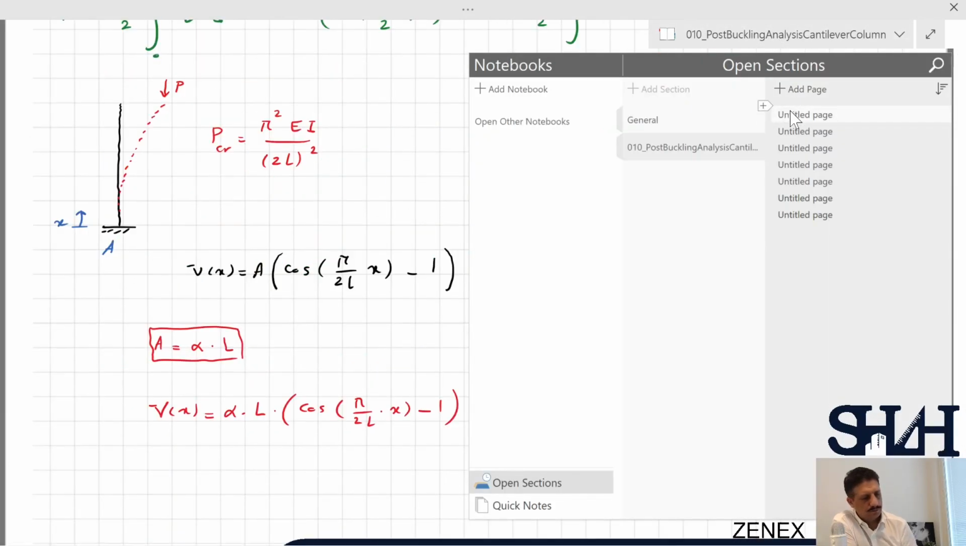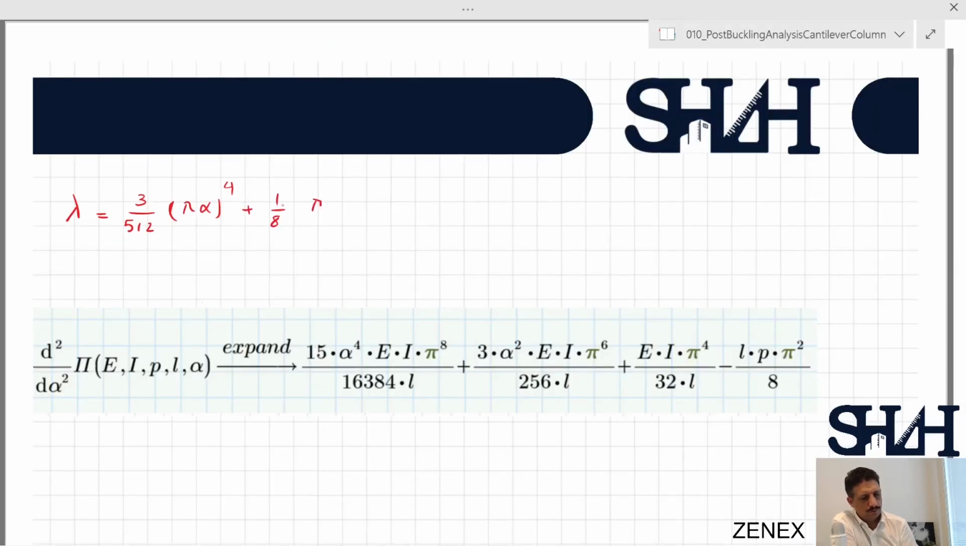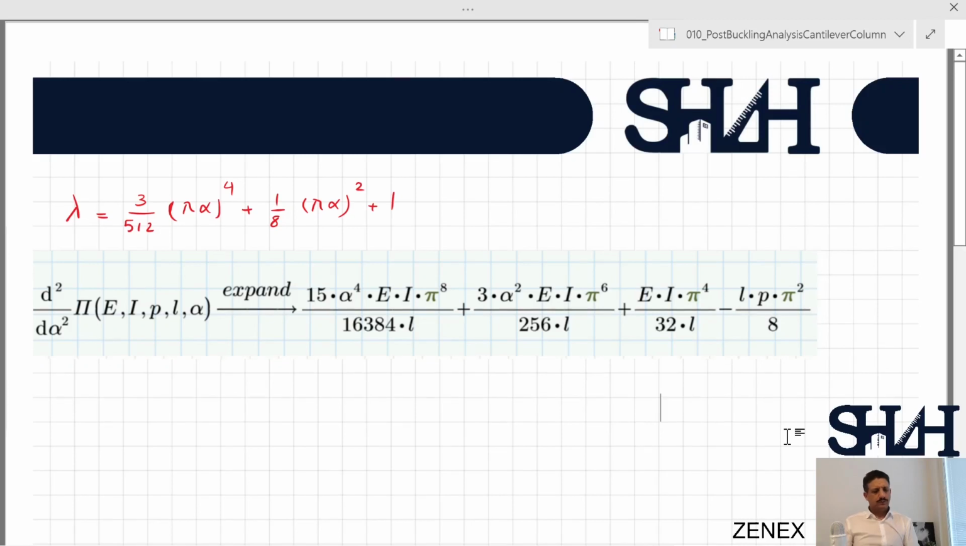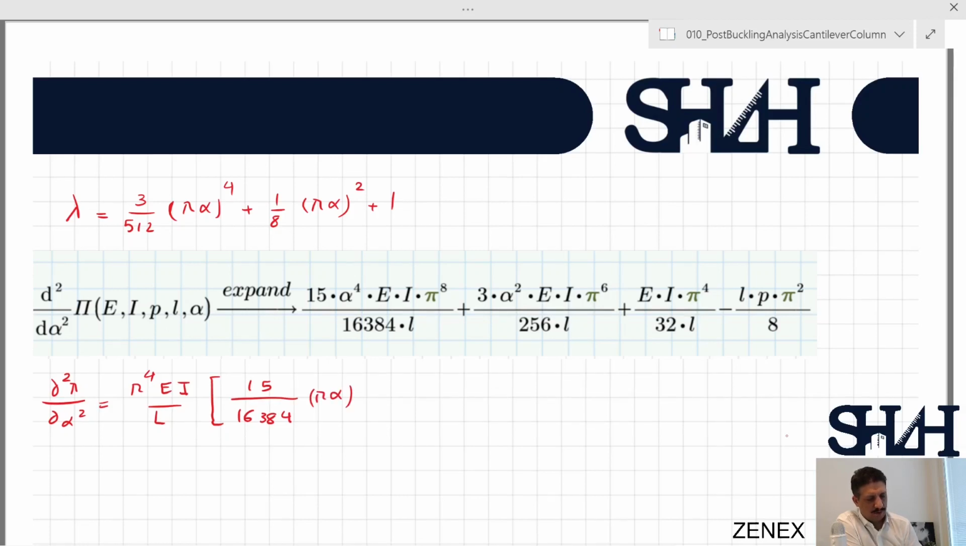One over 8, power by 2 plus 1. So P critical with respect to alpha will be pi 4 EI over L, 15 divided by 16384 pi alpha power by 4 plus 3 over 256 pi alpha power by 2 plus 1 over 32, minus P pi 2L over 8.